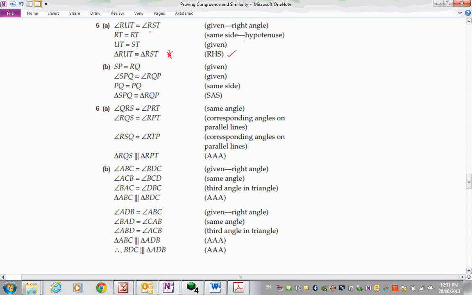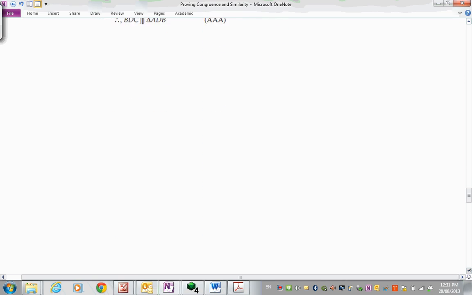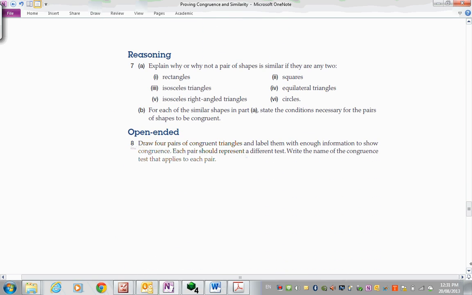Okay, well, mark your work. Let's go on and try some other interesting ones now. Here are some reasoning and open-ended ones from Pearson's again.